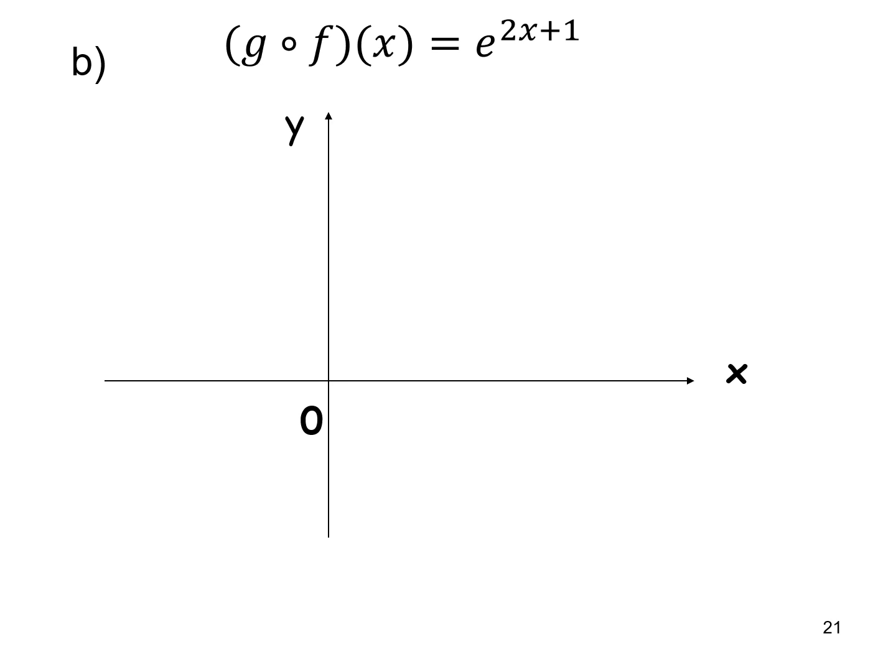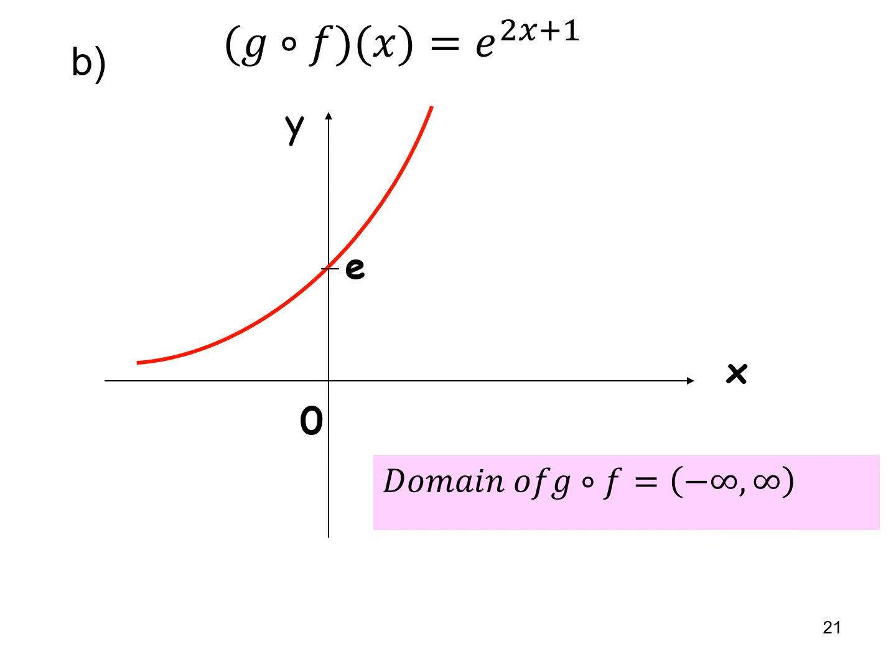So from here we can sketch the graph. At x equals 0 you get e to the power of 1, which is e, and this is x positive, y positive, so the graph is like this. And after that we can find the domain for g of f, which is all real numbers, and the range is 0 to infinity.